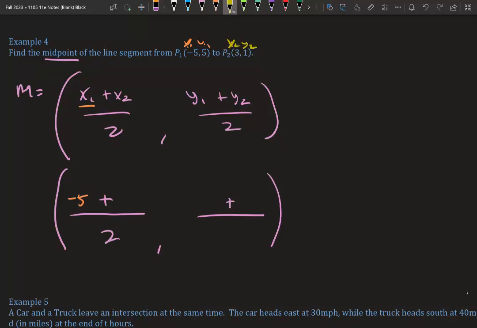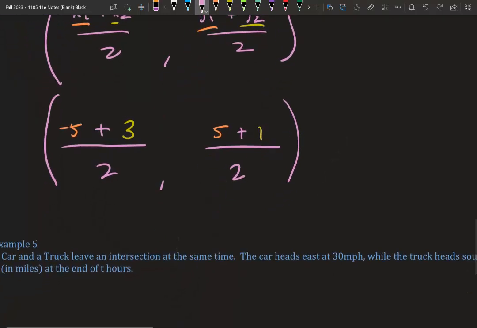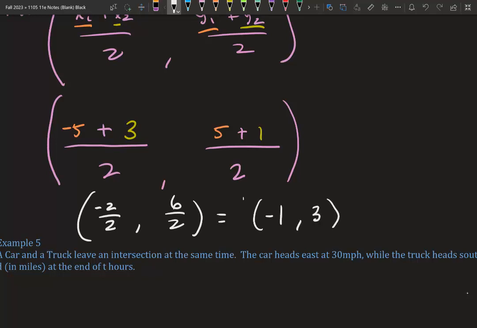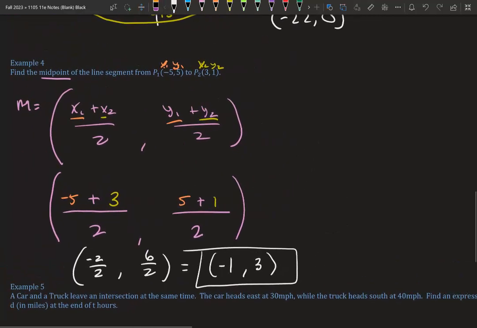Our x2 is 3. Our y1 is +5. Our y2 is +1. And that's over 2. All right, let's simplify. -5 plus 3, we get -2 over 2. 5 plus 1 is 6, so 6 over 2. Let's keep simplifying because -2 over 2 is -1. 6 over 2 is 3. So the midpoint of those 2 points is -1, 3.